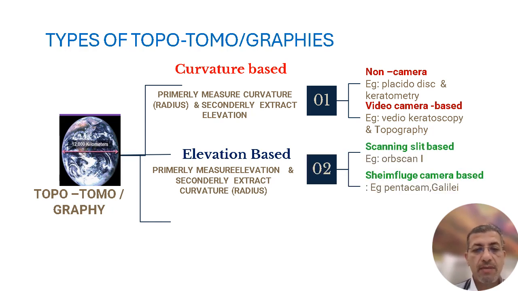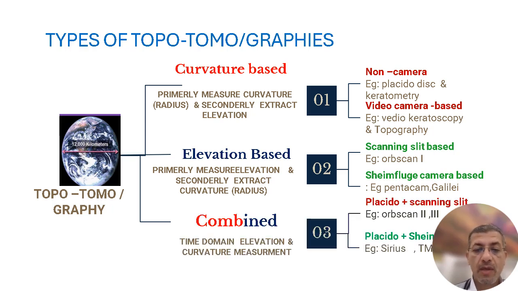This type is also subdivided into the scanning slit-based elevation technology, that's the Orbiscan one, which is purely scanning slit based, or the Scheimpflug camera, like the Pentacam or Galilei. The third type uses a combination of both techniques, combining the Placido disc, that's the curvature-based, along with the scanning slit, like the Orbiscan 2 and Orbiscan 3, or combining the Placido disc with the Scheimpflug, like in the Cirrus tomography and TMS5.